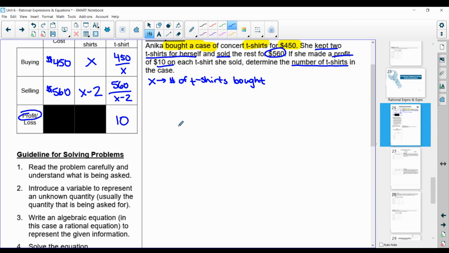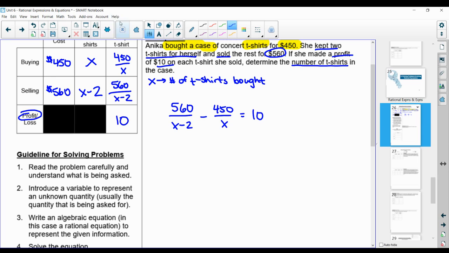The purchase price per t-shirt. So our equation is going to be 560 divided by x minus 2 minus 450 over x equals 10. At this point, that's the new part. That's just creating our equation.